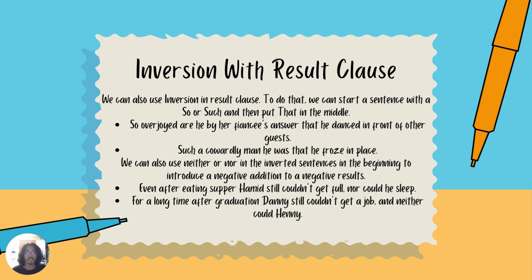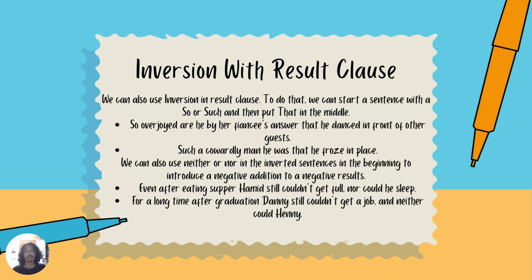And then we can take a look at the other example. "Such a cowardly man was he that he froze in place." Such a cowardly man he was, and then he used "that he froze in place" to imply that he was frozen in place because he was a cowardly man. And that is the inversion form of the sentence.